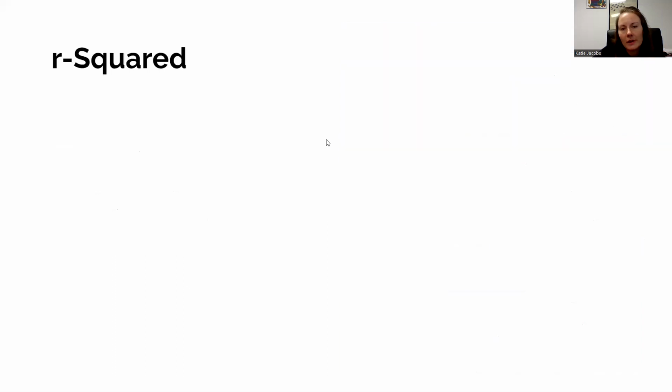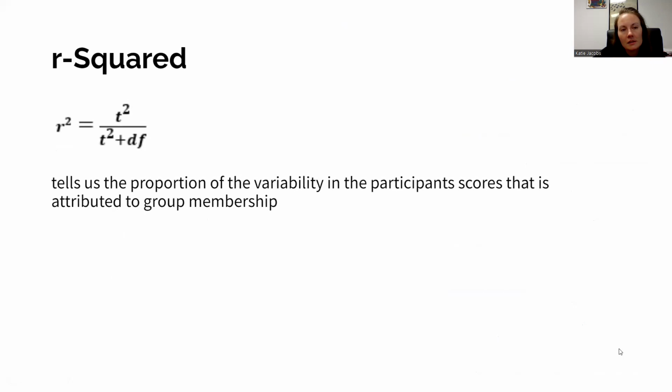Then we also have R-squared. The formula for this is R-squared equals t-squared, where t is the test statistic value that you calculated in step 4, divided by t-squared plus the degrees of freedom. And this effect size tells us the proportion of the variability in the participant scores that is attributed to the group membership.